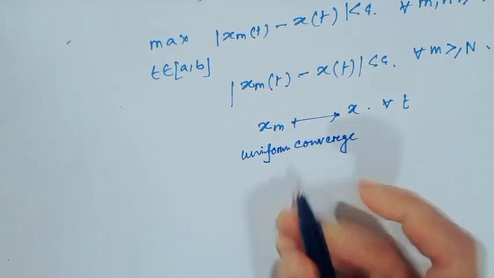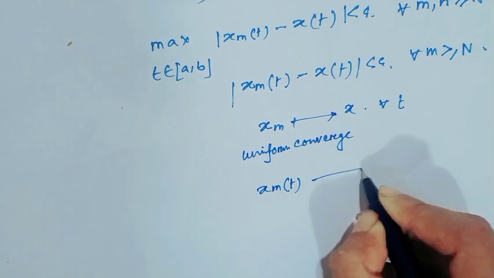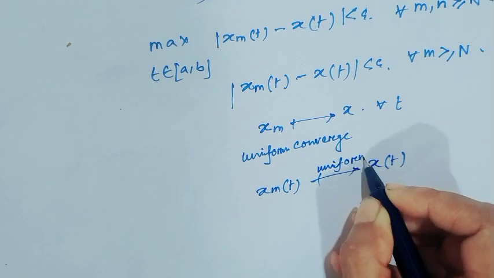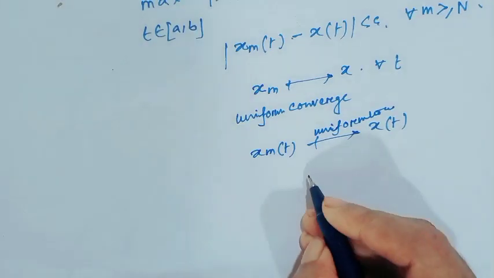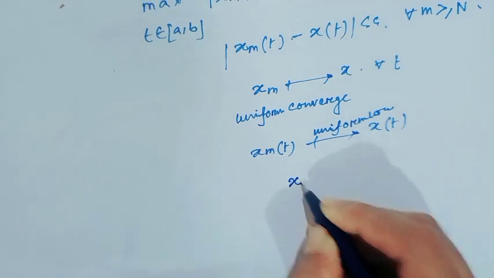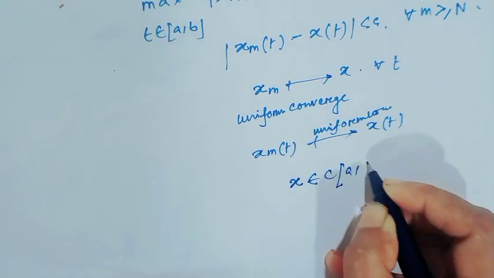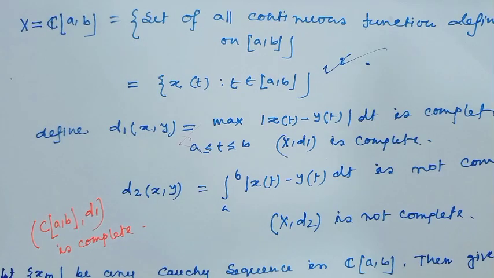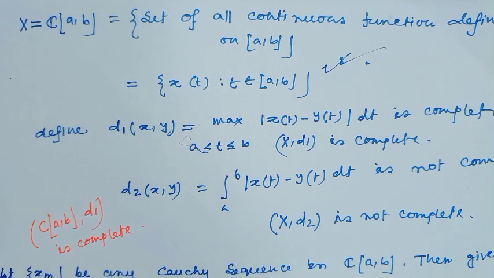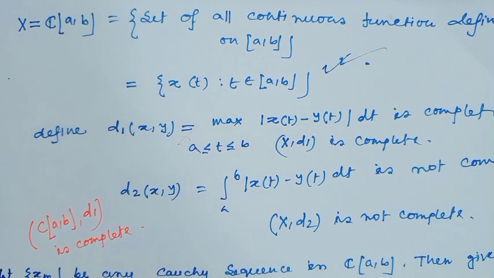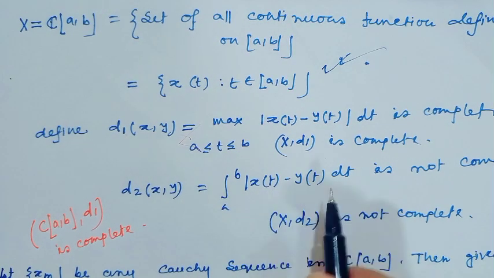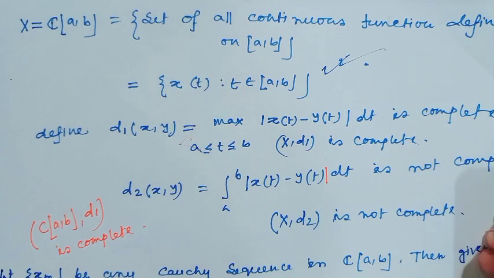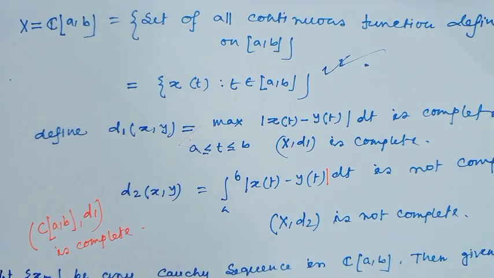So since x_m(t) converges to x(t) uniformly, obviously this x belongs to C[a,b]. Okay, now I will say the same space is not complete in the D2 metric space, where D2 equals the integration from a to b of the absolute value of x(t) minus y(t) dt. I will show that in this metric space, the space is not complete.